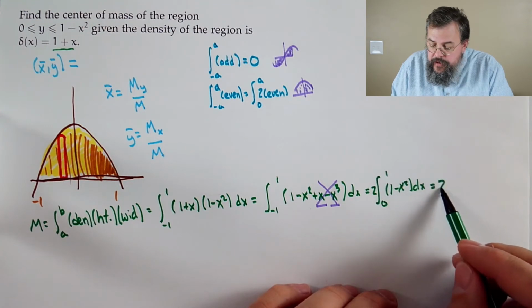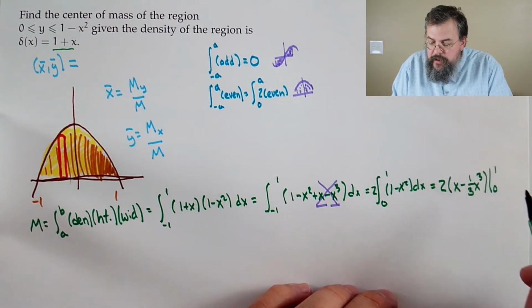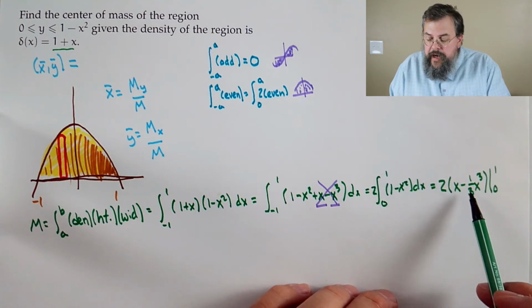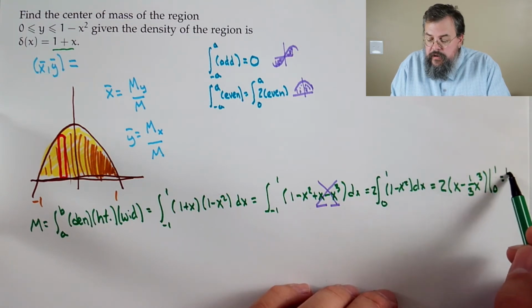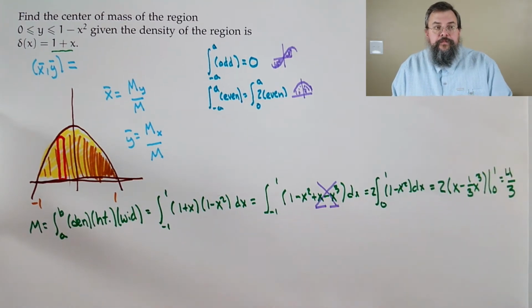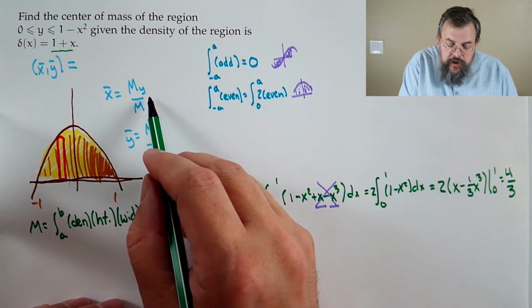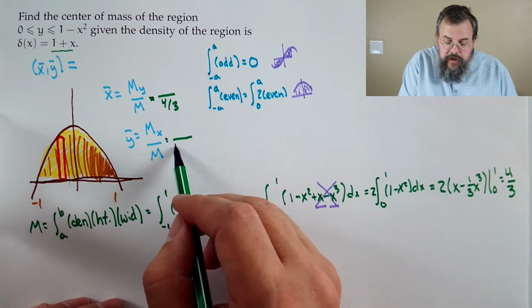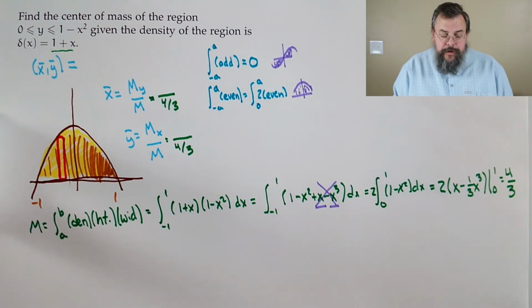So this will be 2x minus 1/3 x cubed from 0 to 1. Well, it's easy to plug in 0. You get 0. When you plug in 1, 1 minus 1/3 is 2/3. 2 times 2/3 is 4/3. Good. 4/3. That's our mass. So that's what goes underneath. We have a 4/3 underneath there, and here we have a 4/3 underneath there. All right, well, now we've made some progress. Of course, now we have to do more, right?